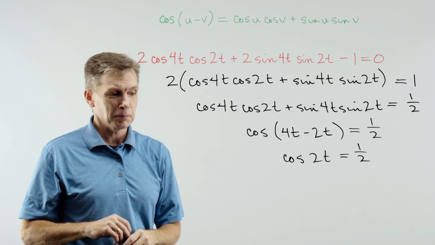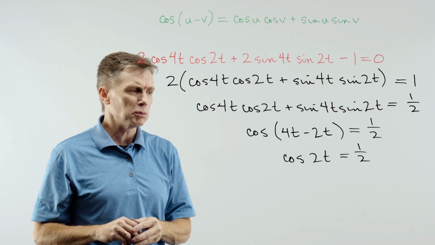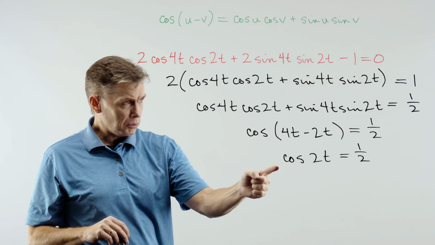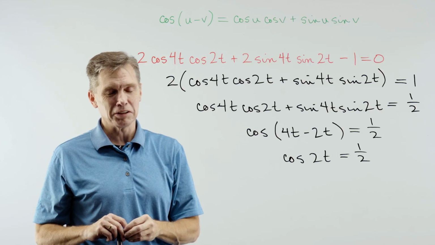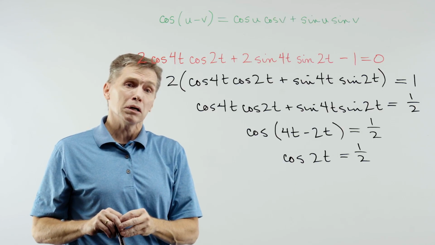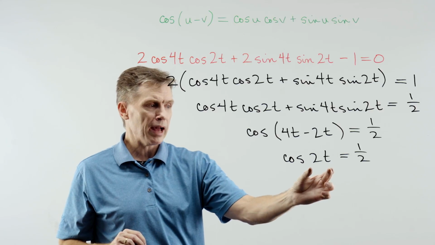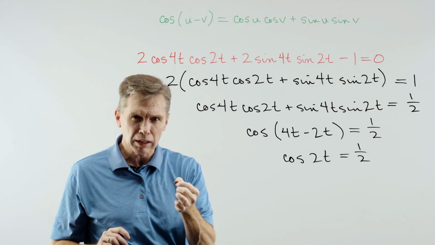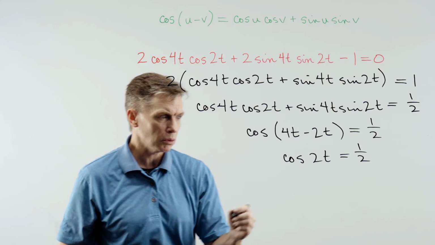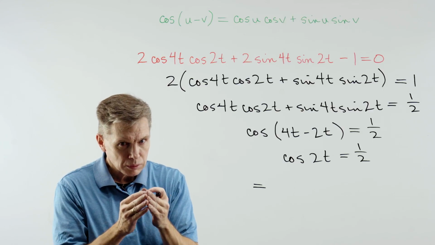Okay, good work. But we're not done. We're not done until we get an answer for t, right? T equals. So cosine of 2t equals 1/2. Now you want to start thinking trigonometrically again. Let's think about some trig. If I have the cosine of something equals 1/2, now you're starting to think of what are those angles where the cosine is 1/2. So, for instance, cosine of an angle equals 1/2.